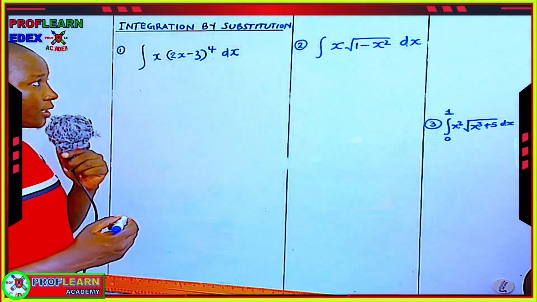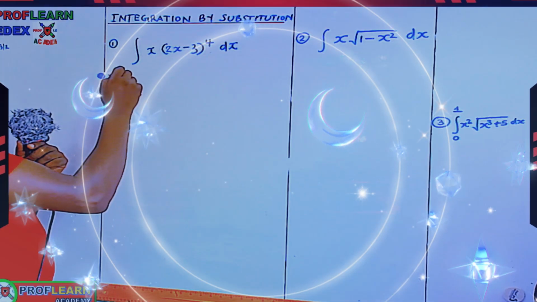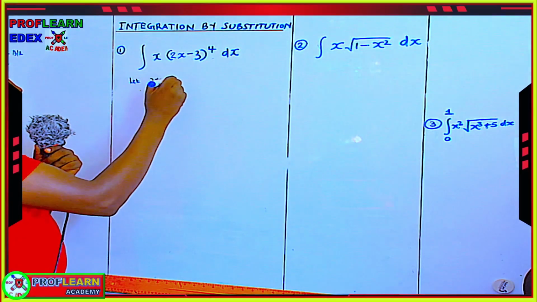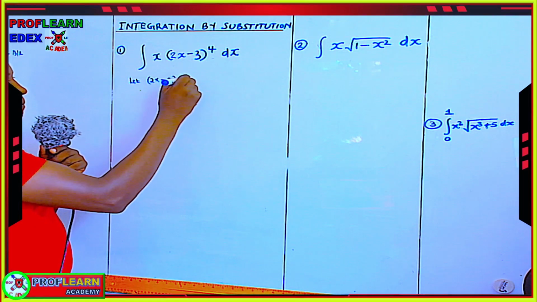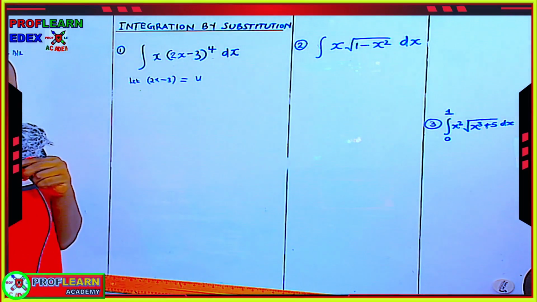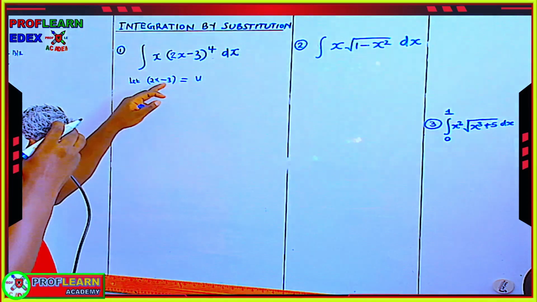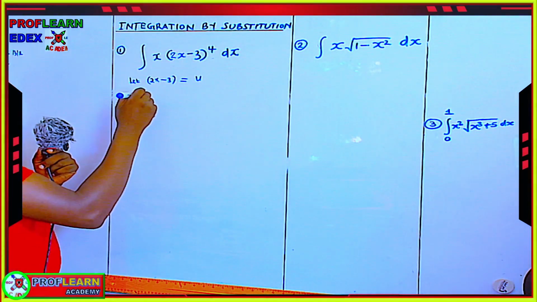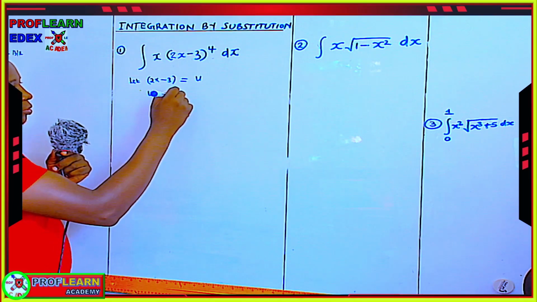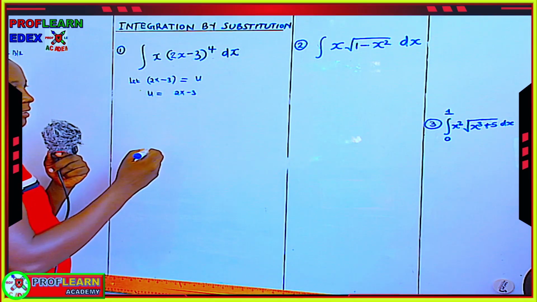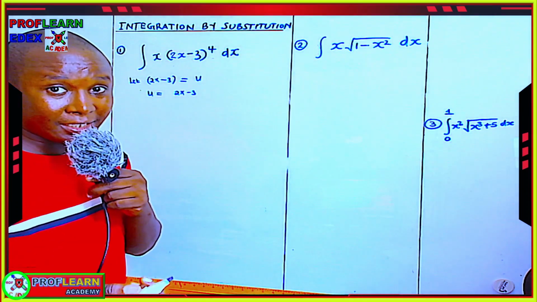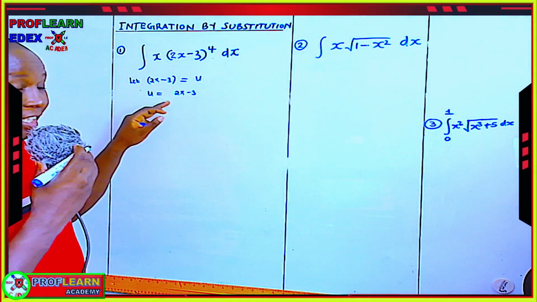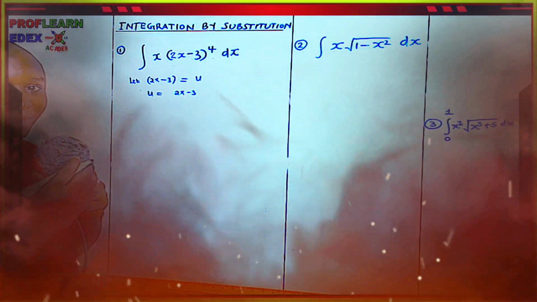When we're talking of substitution, we can say let 2x minus 3 be equal to u. We are substituting this part with u. Which will mean that u is equal to 2x minus 3. Then we are going to differentiate this because u is a function of x. We are going to differentiate both sides.